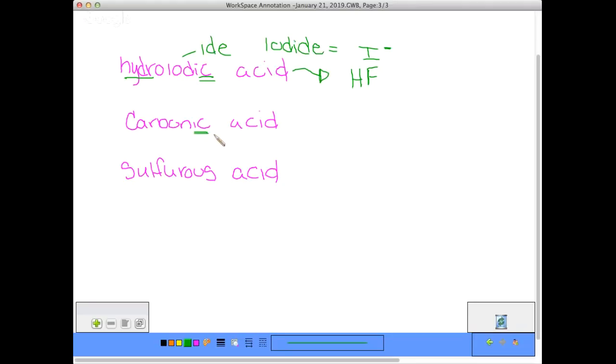All right, an ic acid comes from ate. So if this is ate, this means that this comes from carbonate. And carbonate is CO3 with a 2-. So if that's CO3 with a 2-, that means that we need to add 2 hydrogens to this. So this is going to be H2CO3.